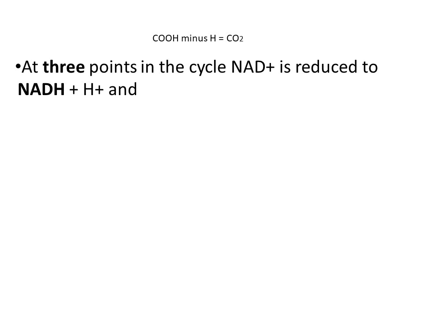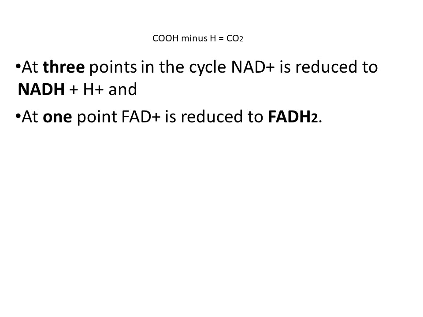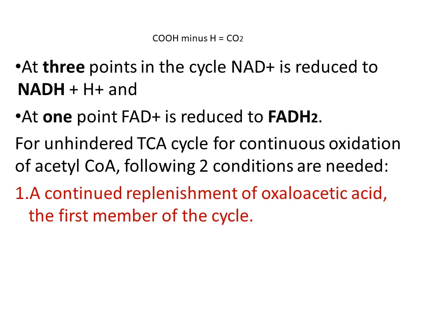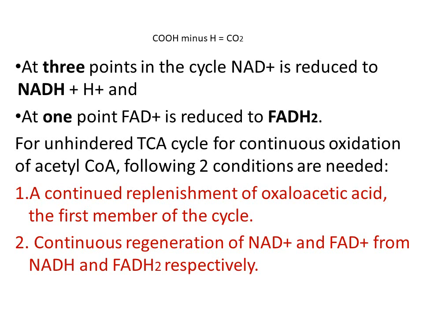At 3 points in the TCA cycle, NADH is formed from NAD+, and at one point FADH2 is formed from FAD. For the TCA cycle to continue unhindered, we require two conditions: a continued supply of oxaloacetic acid, which is to be replenished, and a continued regeneration of NAD and FAD also. So the H atoms accepted by NAD and FAD have also to be continuously removed, which is done through the electron transport system.